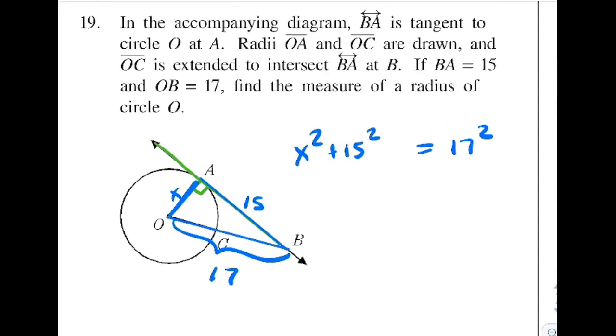And number 19. This is going to be Pythagorean theorem, but let me show you how we got there. It tells us that BA is 15. It tells us that OB is 17. And it tells us that we have a radius meeting a tangent. Well, radius and tangent always meet at 90. So it wants us to find a radius. Well, this is a radius right here, so that can be our x. Well, what we have there is a right triangle. So we can use Pythagorean theorem. X squared plus the other leg, 15 squared, equals the hypotenuse squared.